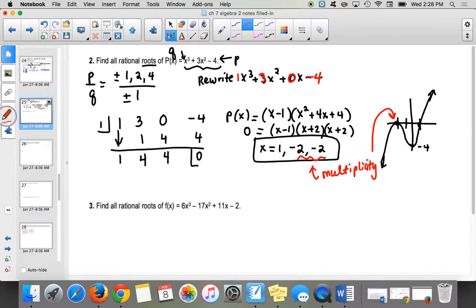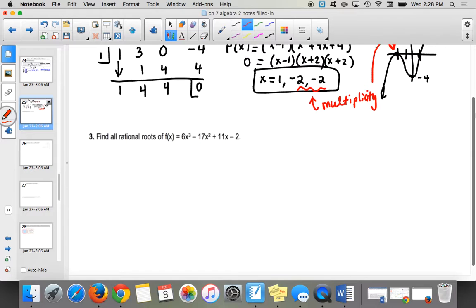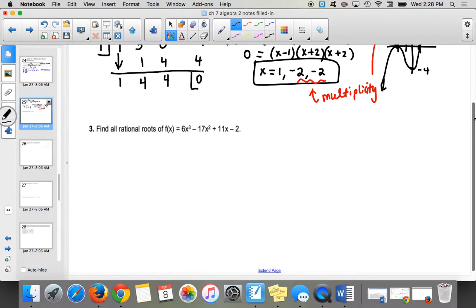So let's try number 3. It says find all rational roots of this function. So if I'm finding my possibilities, I'm doing my P over Q. I'm taking my factors of negative 2, so 1 and 2, and my factors of 6 are 1, 2, 3, and 6. So you could write those out. You have 1 over 1, 1 over 2, 1 over 3, 1 over 6, 2 over 1, 2 over 2, 2 over 3, 2 over 6. Some of those are repeated. You guys see how 1 over 3 is the same as 2 over 6. Okay, so you could do that. If you're trying to really quickly test one, a good one to test in your head is 1.